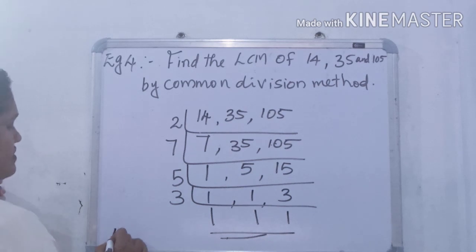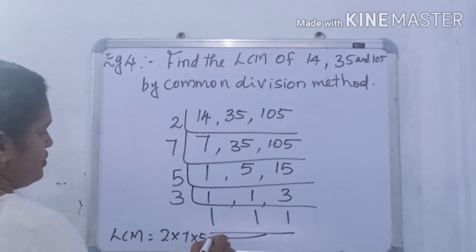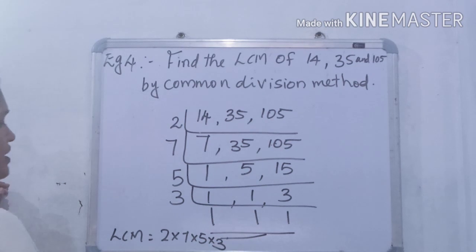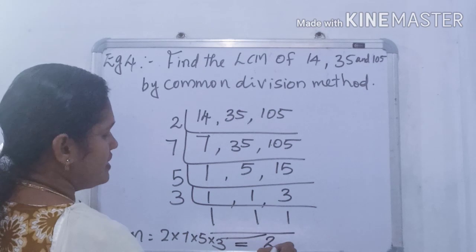LCM equals 2 into 7 into 5 into 3. Here 5 into 2 equals 10. 7 into 3 equals 21. So 21 into 10 equals 210.